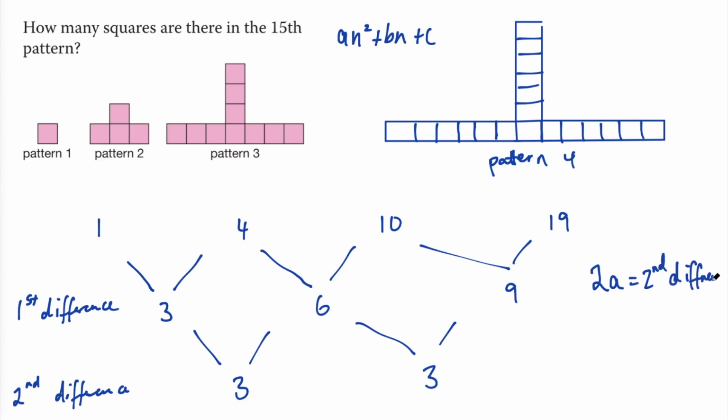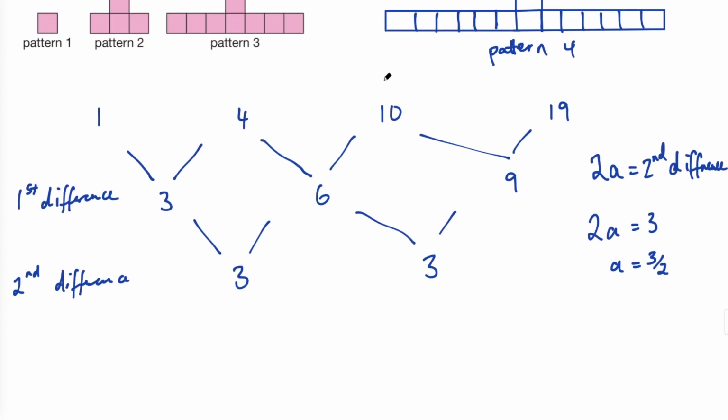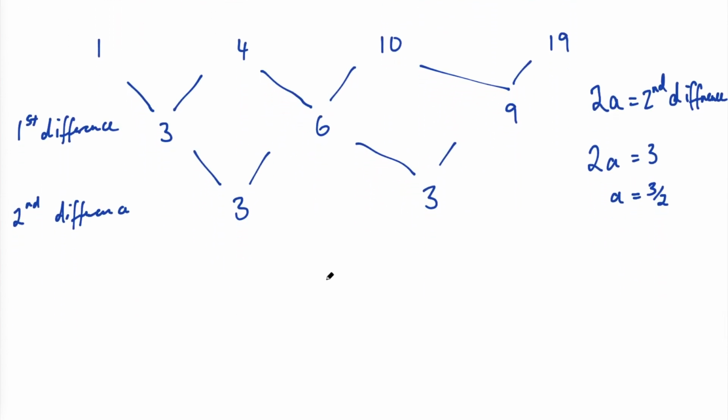All right. So this is a process you can always follow. So if 2a equals the second difference, in this case we have 2a equals 3. So then we know a equals 3 on 2. All right, so we have our first part of this quadratic expression. We have a, the coefficient of n squared. The next one you can find is c.